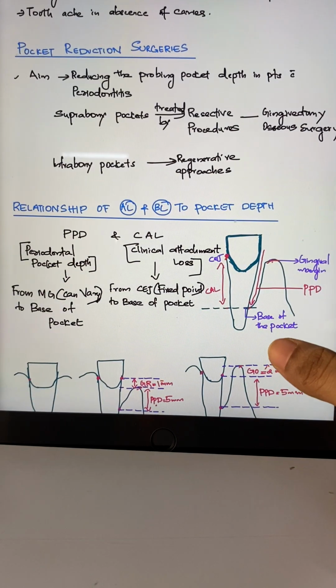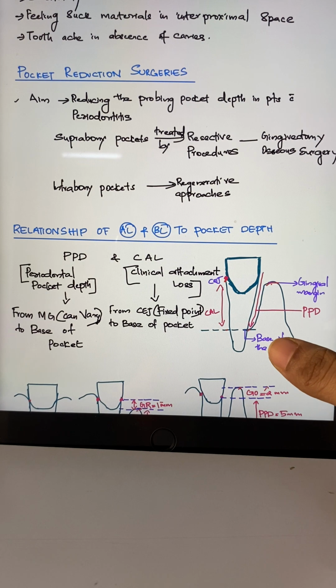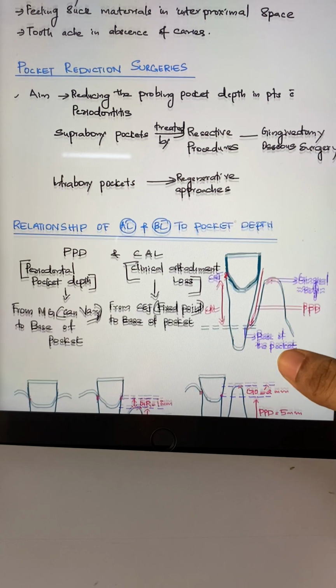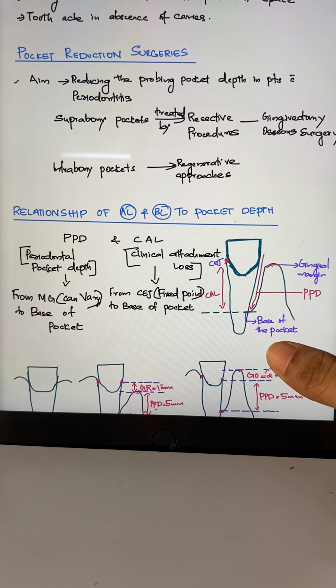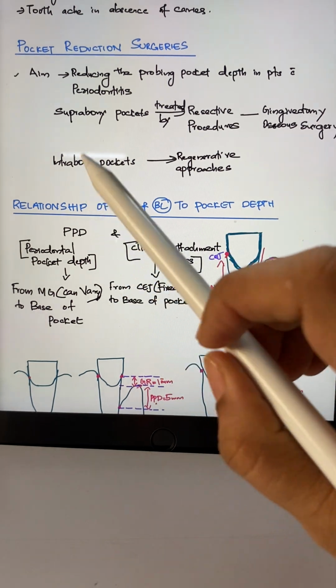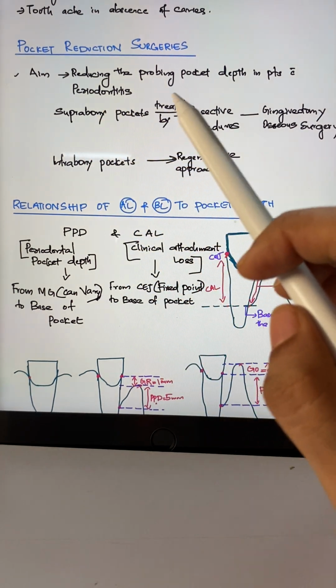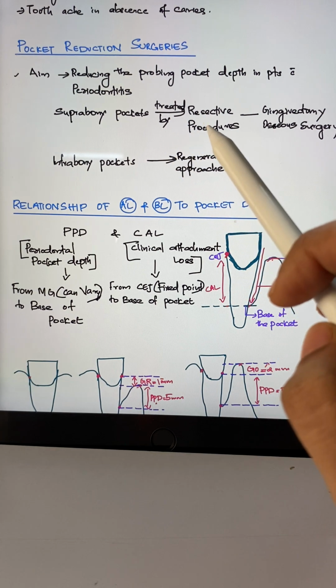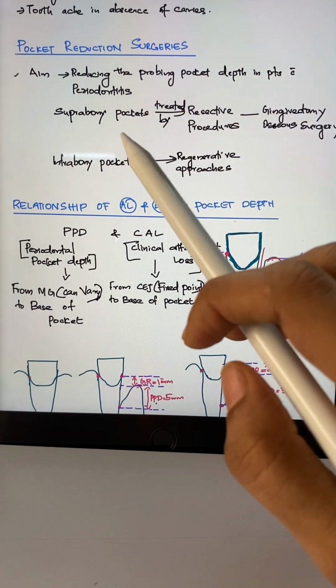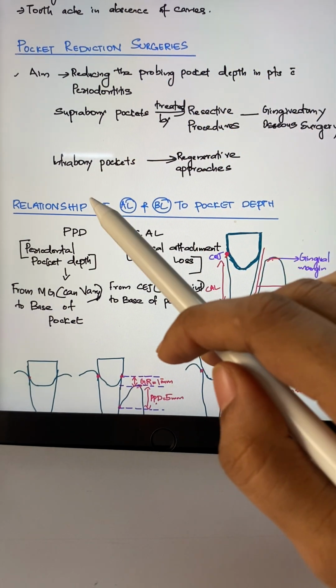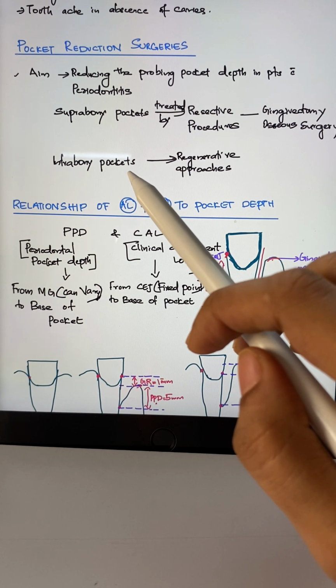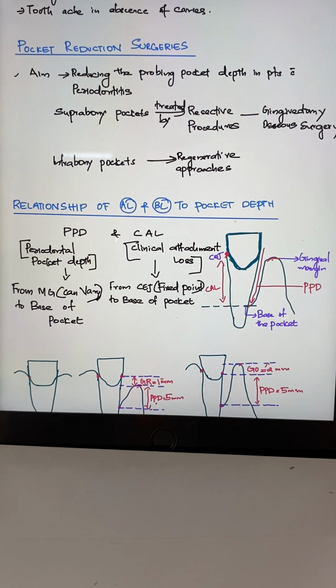Then what can we do as a treatment of this pocket? We can do the pocket reduction surgeries. The aim of these surgeries is reducing the probing pocket depth in patients with periodontitis. In the case of suprabony pockets, we will treat by resective procedures like gingivectomy, osseous surgery and so on. Infrabony pockets will be treated by regenerative approaches.